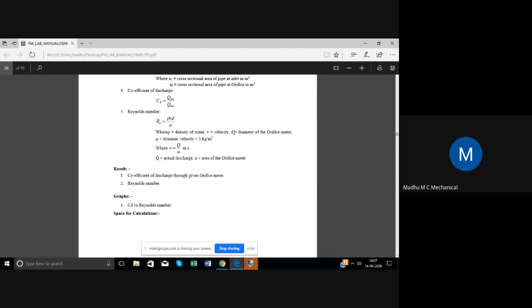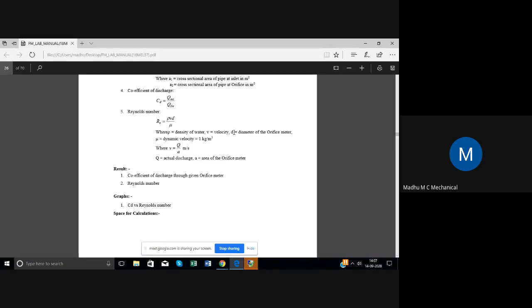So the orifice diameter is given. Take that orifice diameter. Mu, that is absolute viscosity, is equal to 0.1, not 1 kg. Please note that down. So D is given, rho is known, and now the velocity.